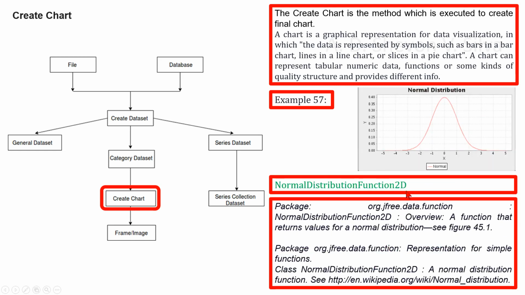Overview in normal distribution function 2D in package org.jfree.data.function. A function that returns the values for a normal distribution. See this figure here. The package org.jfree.data.function representation for simple functions. The class normal distribution function 2D, a normal distribution function. Here the chart using the samples from normal distribution function 2D.